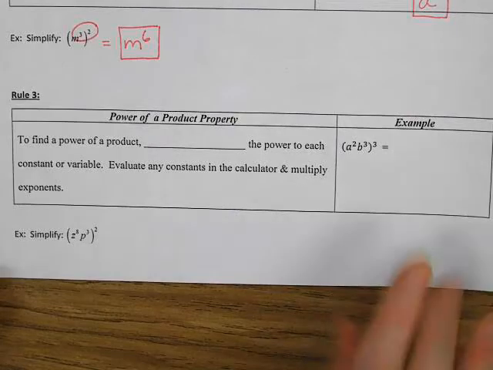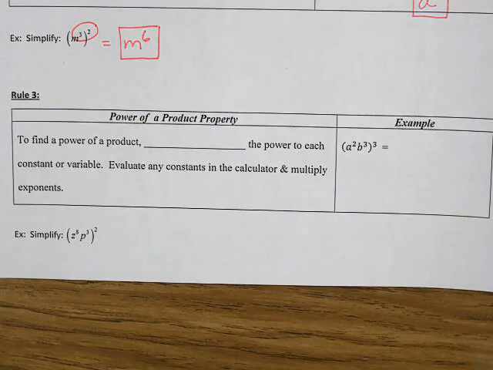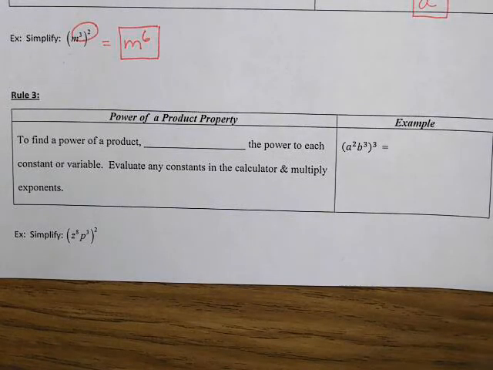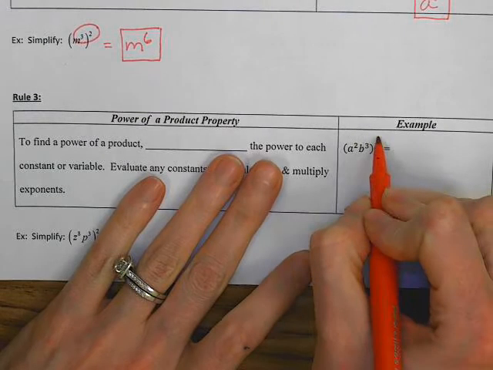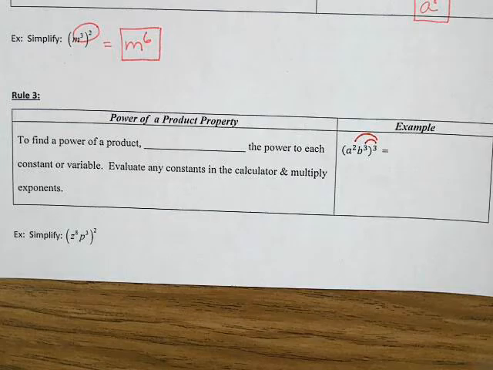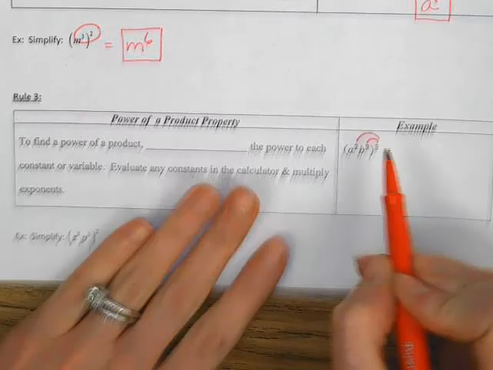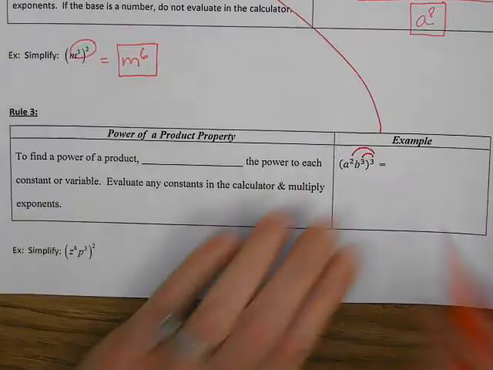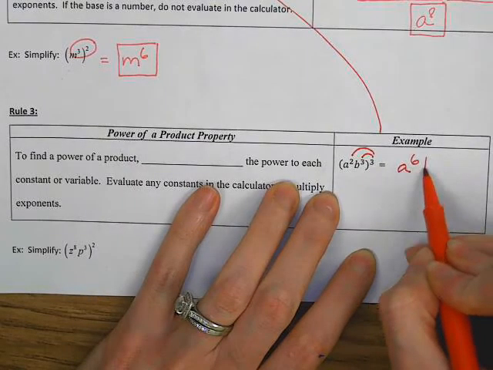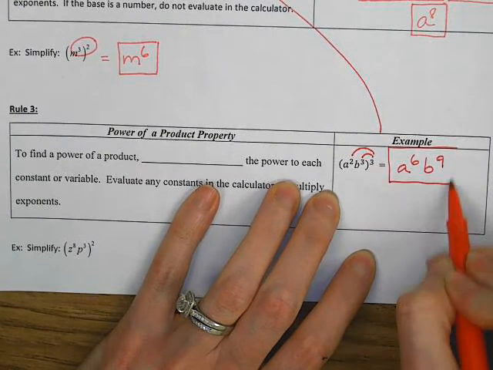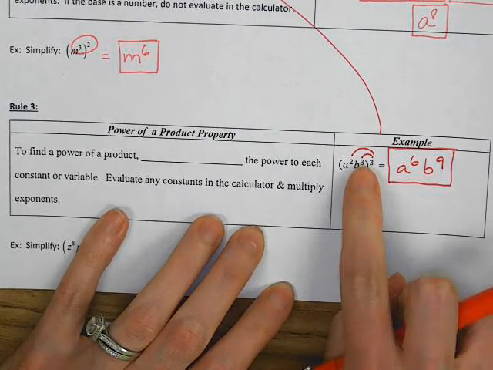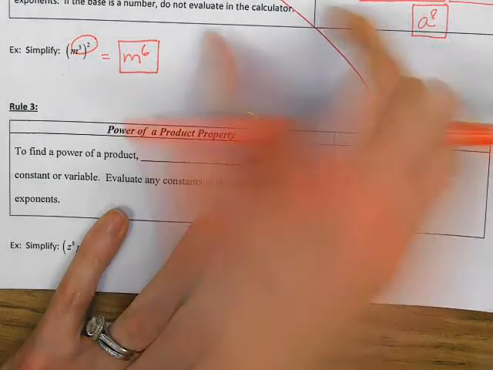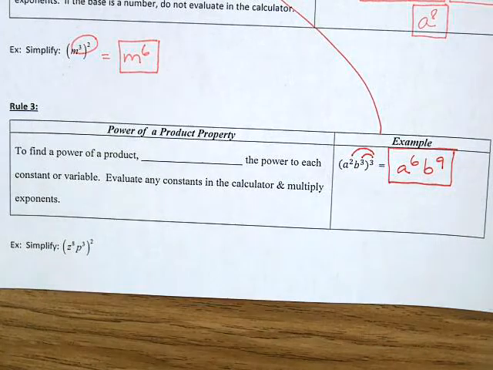All right, on to rule 3. What if you have a bunch of stuff with a all raised to a power? Okay, so I don't think I want to draw this one out. This one you just distribute. And when you distribute, it's power to a power, so it's going to be this rule 2 again. So power to a power you multiply, so it'd be a to the 6th, b to the 9th. Right? 2 times 3 is 6, 3 times 3 is 9. This is really just rule 2, but when you have to distribute it to more than one thing.